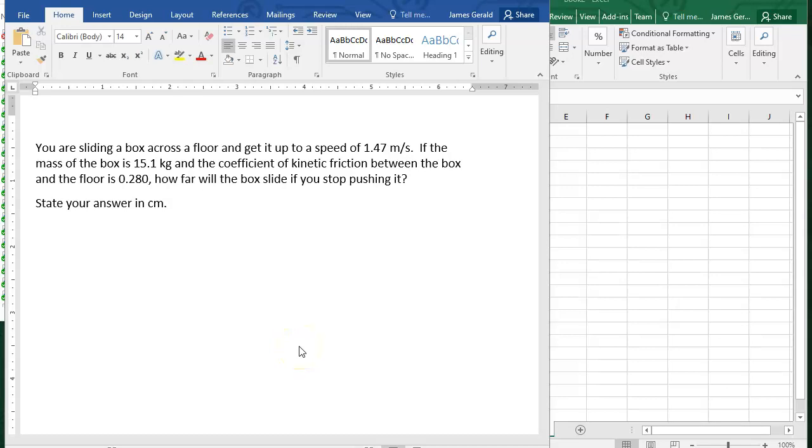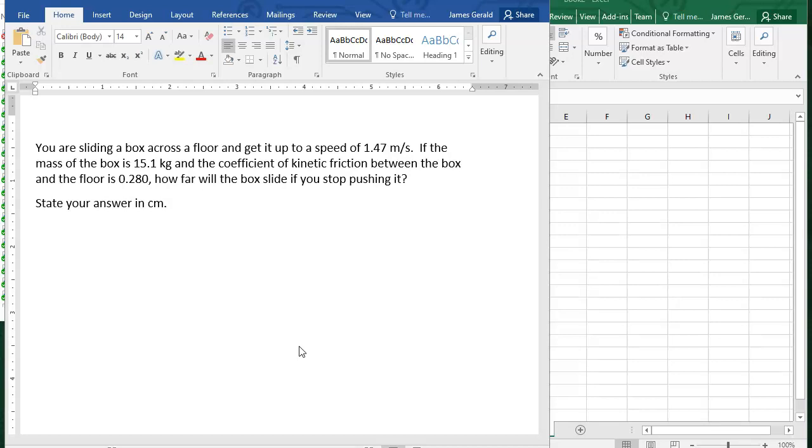In this problem, we're sliding a box across the floor and we get it up to a certain speed and then we just let go of it. And so it has energy, it's moving, right? But from there, once we let go of it, the only thing acting on it is friction.